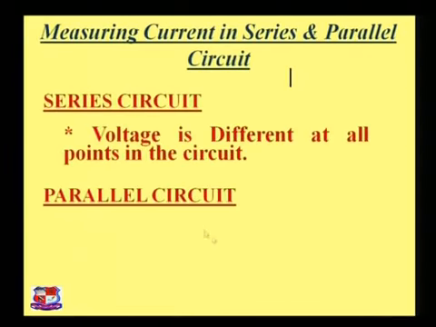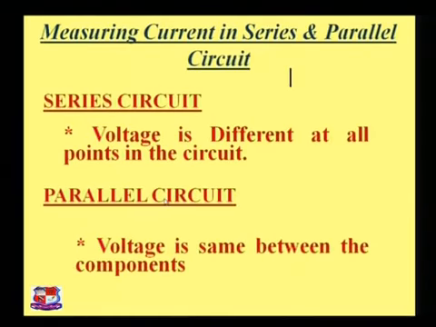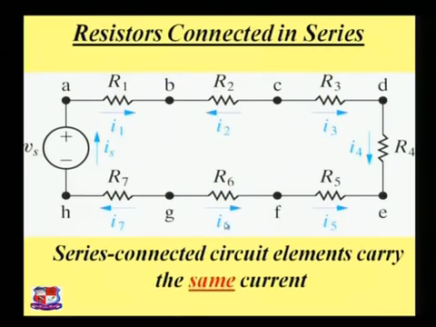Now again, voltage is different at all the points in the circuit in series form, whereas the voltage is the same between all the components in a parallel circuit. So friends, we can see that in a series circuit the current is the same but the voltage is different. In a parallel circuit the current is different but the voltage is the same. So this is the basic conclusion.